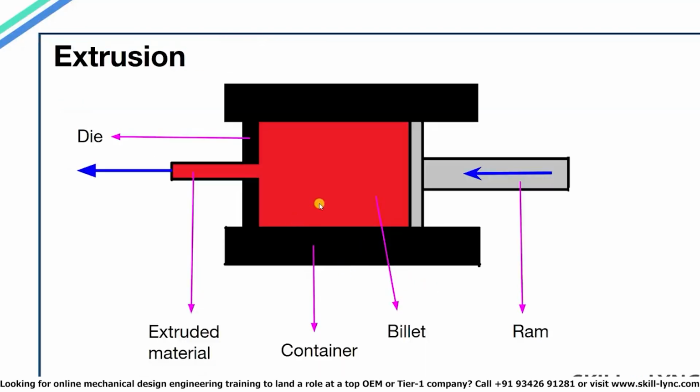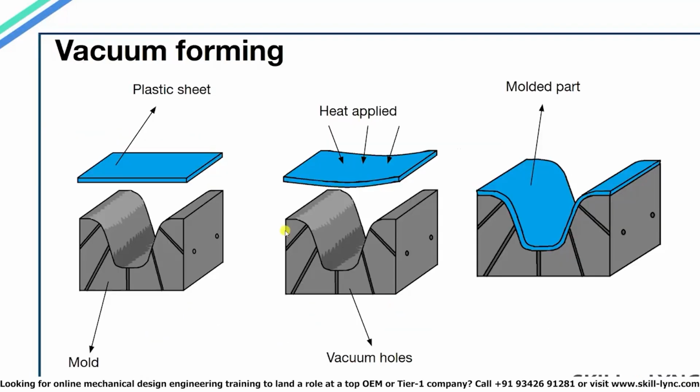Extrusion. In the extrusion process, the material is placed inside a container. A ram forces this material through the die to acquire the desired shape. Pipes, window panes are usually made using the extrusion process. Vacuum forming. This diagram here is not an accurate representation, but it still explains the general concept of vacuum forming.